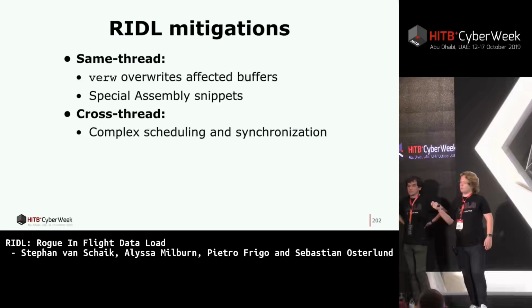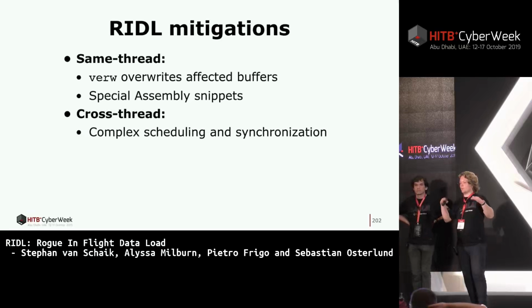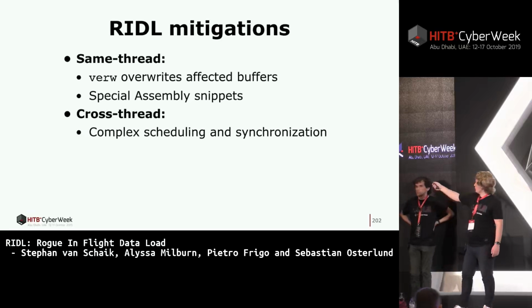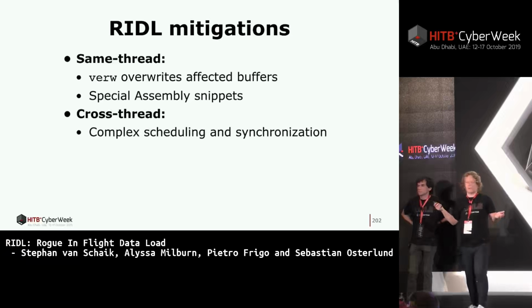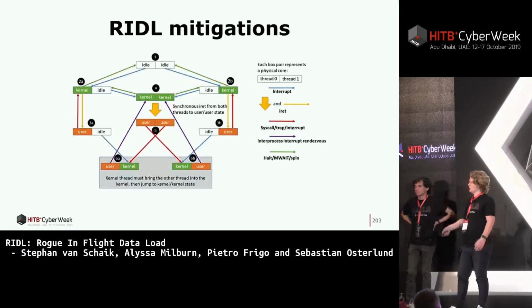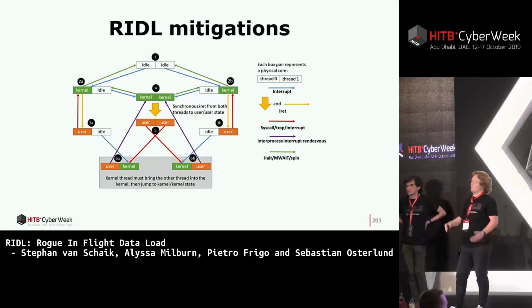Then for the other variant, the cross-thread one where we have two hyperthreads, it's a bit harder, because you leak data that's in flight and there's no way to synchronize the ver.w thing. The ver.w thing only works if you leak from the same thread. So Intel came up with some complex scheduling policies to prevent this. Here's a diagram they have in their white paper. As you can see, it's horribly complex. But basically it says that two threads should always be in the same security domain, and you have to synchronize when you go to a different security domain.